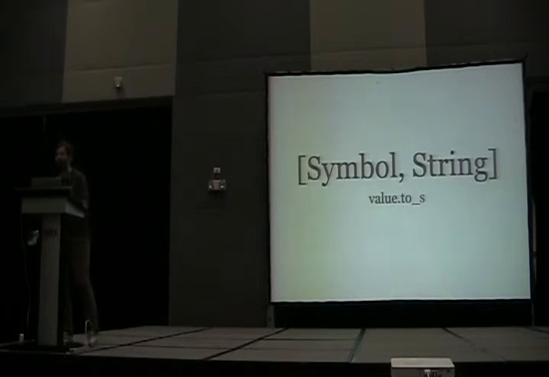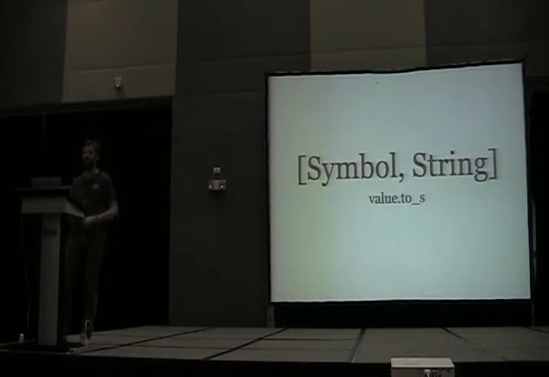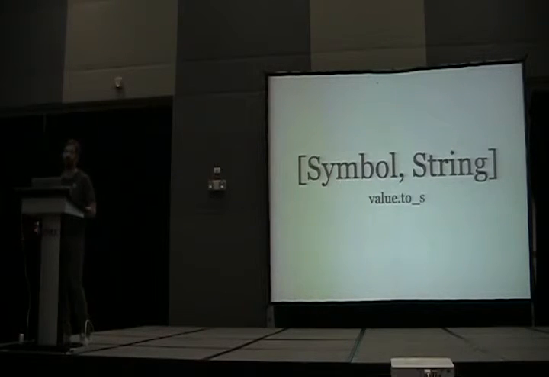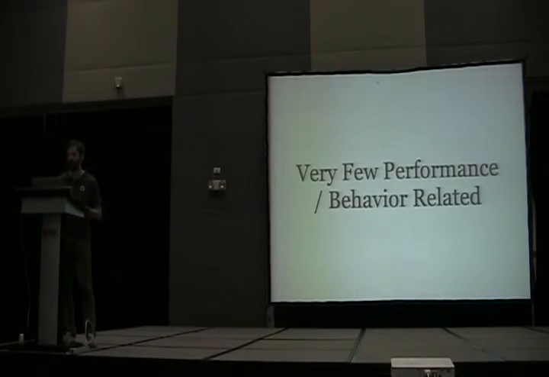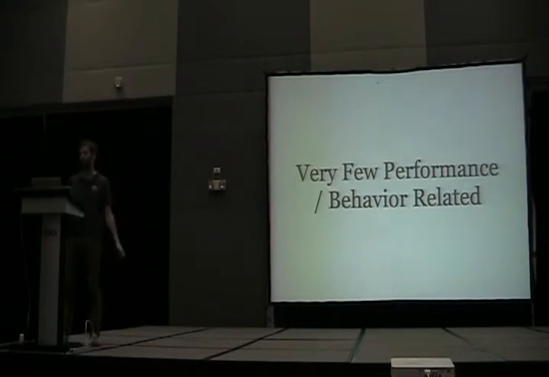It just happened to be an array, or it happened to be nil. But it very well could have been a set. We could have made it monomorphic. These are what I like to call accidental polymorphism. Very few of these polymorphic call sites were actually done for performance or behavior-related reasons.